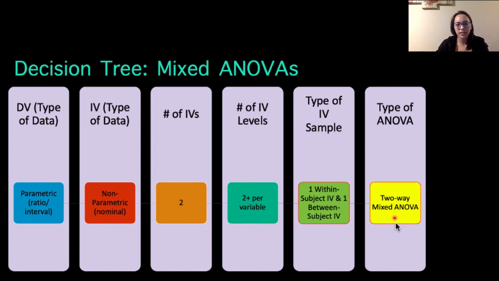So the goal of this ANOVA is the same as any other two-way ANOVA, where we are trying to see what the effects of each independent variable are on some dependent variable independently, by themselves, but then we're also interested in seeing what the interaction is between each of those independent variables to see if one manipulation is dependent on the other manipulation.